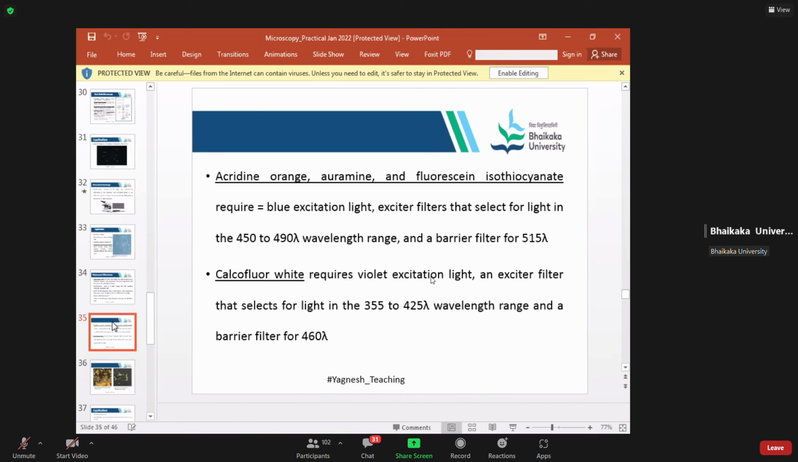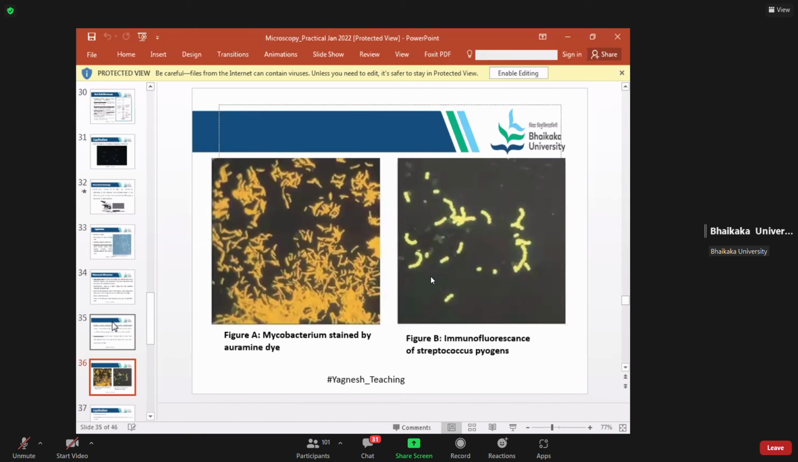Now various dyes are available: acridine orange, auramine, and fluorescein isothiocyanate. Now this I'm not reading, and not all these things you need to know. Now see the slides. Mycobacteria stained by the auramine dye. Now these structures are illuminated. Immunofluorescence of Streptococcus pyogenes. Now you see the organisms arranged in chains but illuminated clearly. So gram-positive cocci in chain. Here we cannot say gram-positive, but you can use the words illuminated organisms arranged in chains. So most probably they are streptococci.